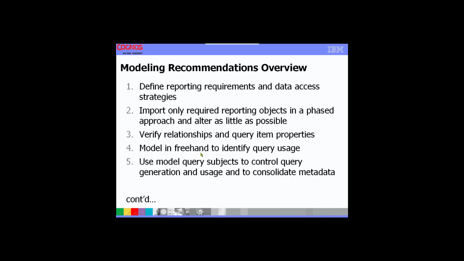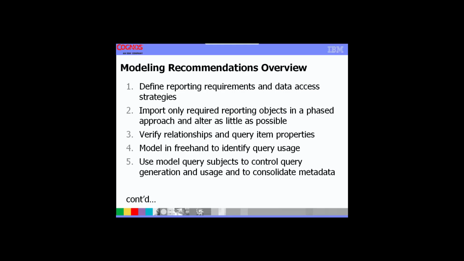Model in freehand, which is something we're not going to do today. That's basically saying let's print out an ERD of our data that we're going to be working with, or bring in the metadata into Framework Manager and print off a diagram of that, and start to identify problem areas where you can see there are possibly problems with cardinality. Maybe there are missing relationships, that type of thing. So it's a really good exercise to do that in freehand because it'll get you much more focused when you actually start working with your metadata.